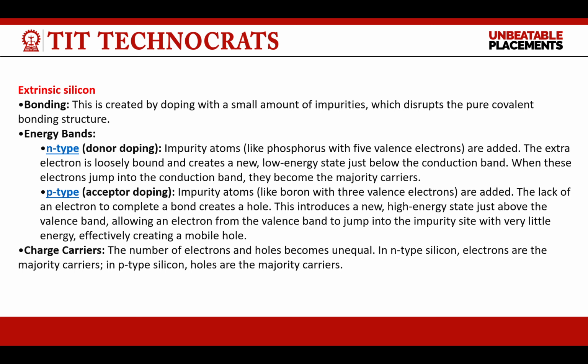And in the P-type, that is acceptor doping, impurity atoms like boron with 3 valence electrons are added. The lack of an electron to complete a bond creates a hole. This introduces an energy state just above the valence band, allowing an electron from the valence band to jump into the impurity site with very little energy. Now the charge carriers: the number of electrons and holes become unequal in the extrinsic semiconductor.